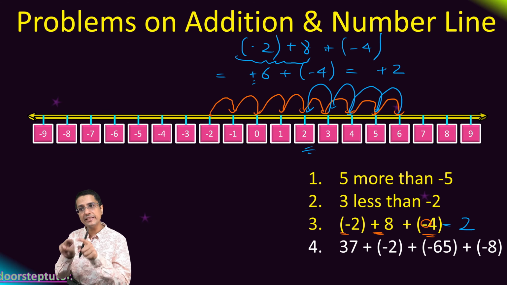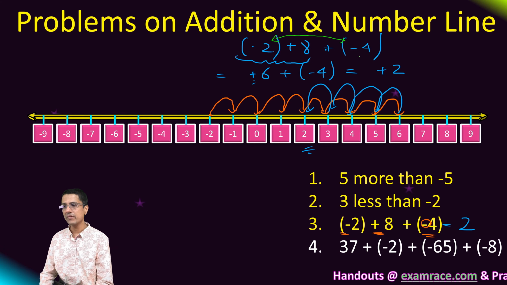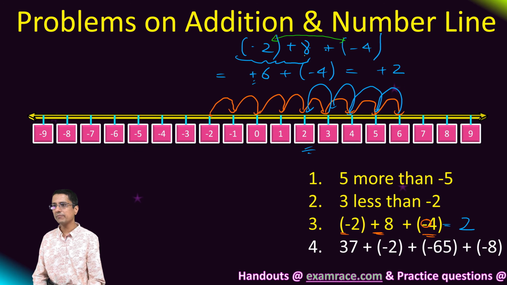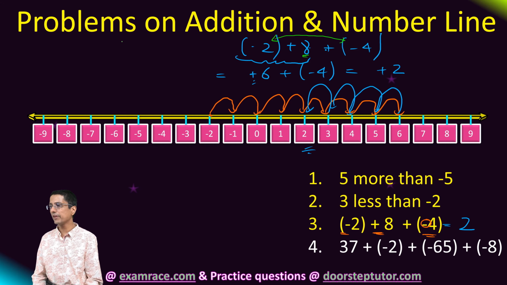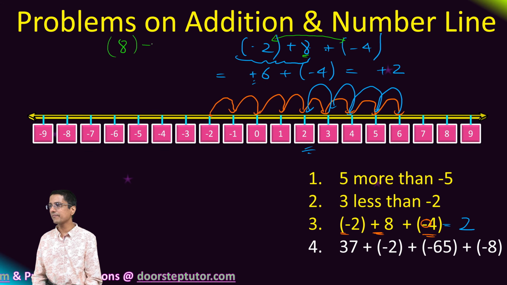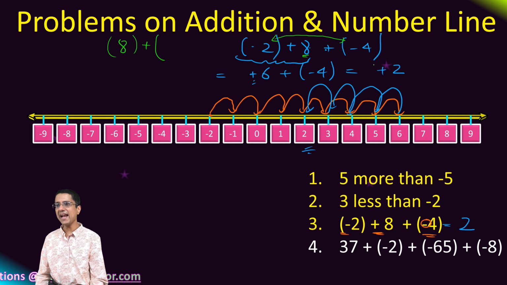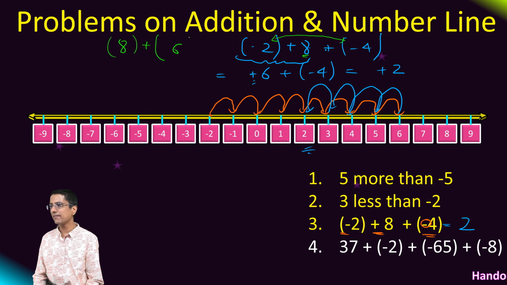Another way to do the same addition was to combine these two negative terms directly. There was only one positive number, that was plus 8. I just write it separately, and then I add these two negative terms first. So I'll get 4 plus 2, 6, and of course because they were negative to begin with, they will remain negative.